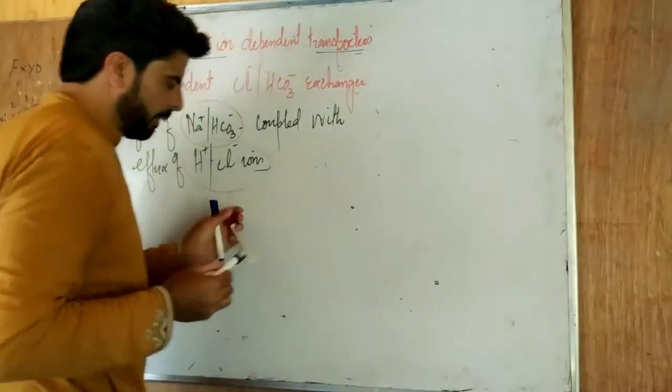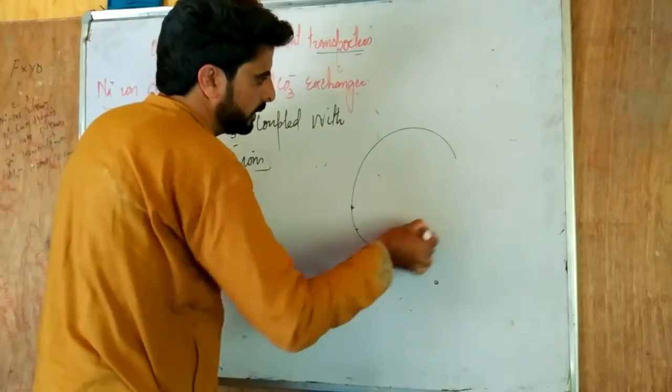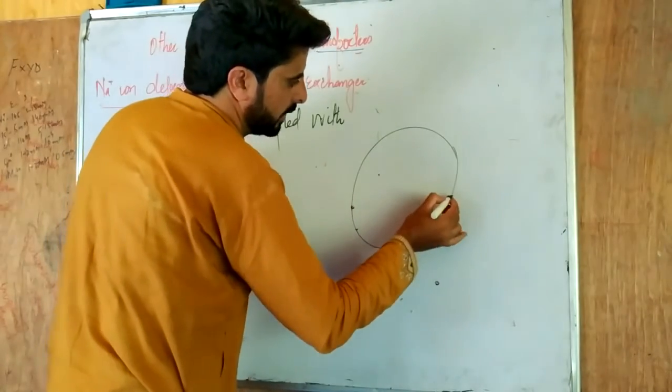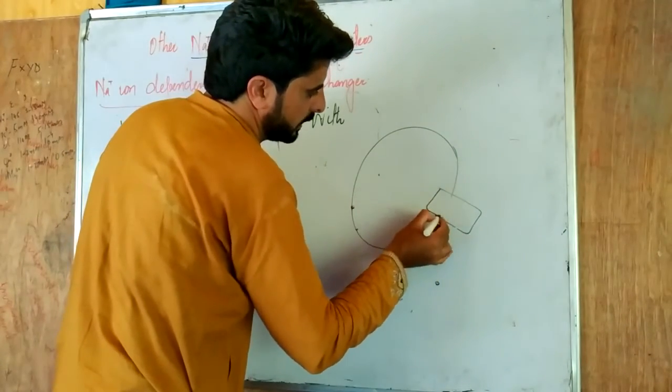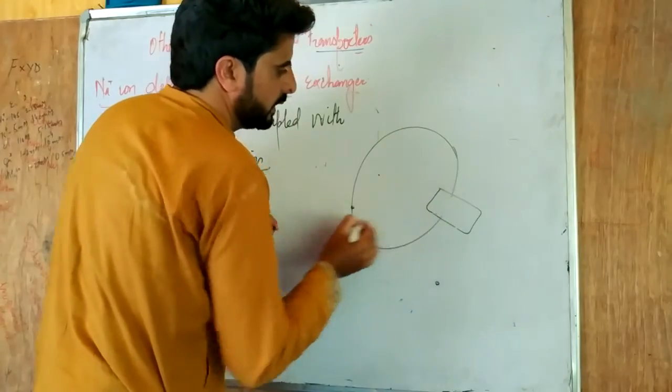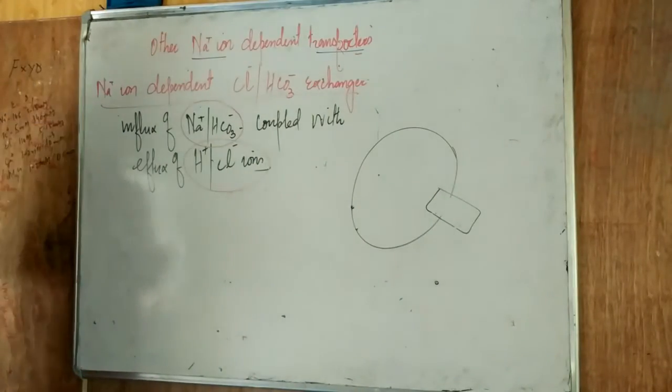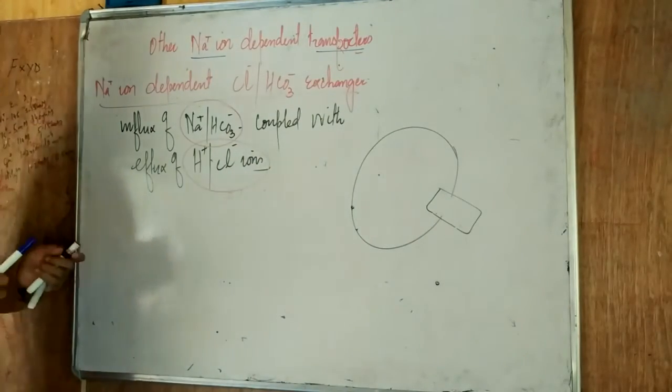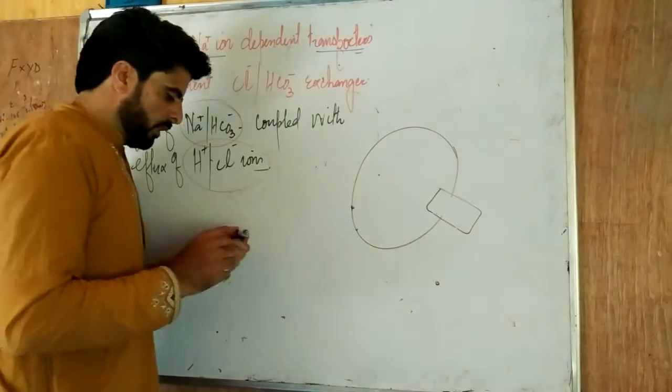Say for instance, if I am taking here a cell, so this is one of the cells, and this cell is having a presence of a transporter here. So this is a transporter here. This is a sodium ion dependent chlorine bicarbonate ion exchanger. It is the ion exchanger here.